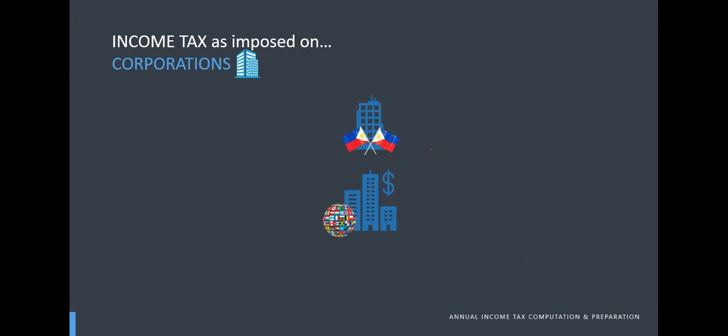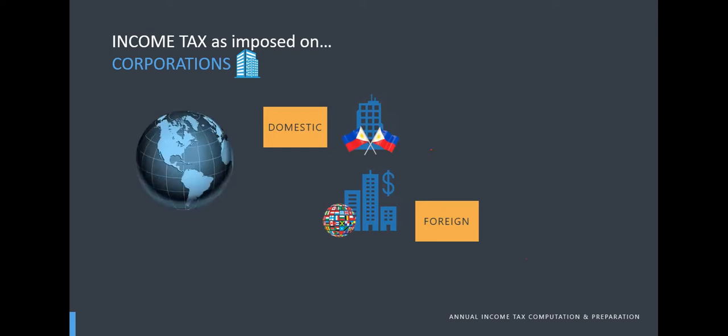Next, let's see how income tax is imposed on corporations. Corporations can be domestic or foreign. Domestic corporations, similar to citizens, are taxable on sources worldwide at 30% in general, while foreign corporations are usually taxed based on the profits they have earned only in the Philippines. Whatever they earned abroad is not taxable in the Philippines.